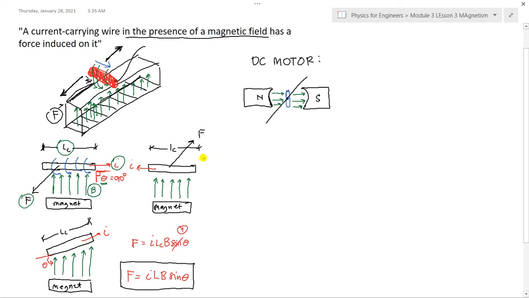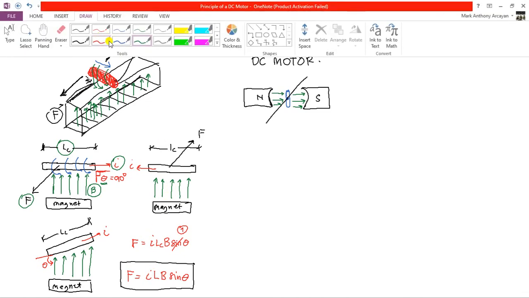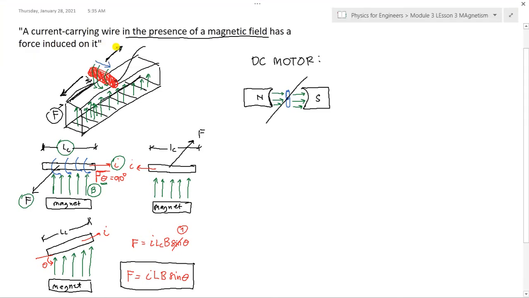Based on the formula here, di ba? Ang angle theta, di ba? We have force F is equal to ILB sine theta. Based on my drawing here, our conductor is at 90 degrees, right? Naka 90 degrees siya with respect to the magnetic field, kaning green nga arrow. So, therefore, our theta here is 90 degrees.